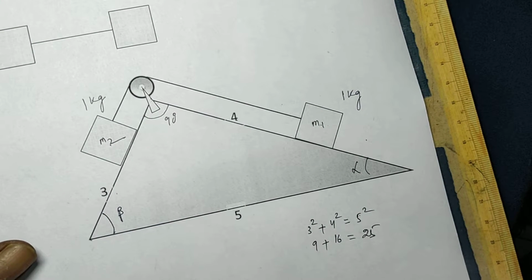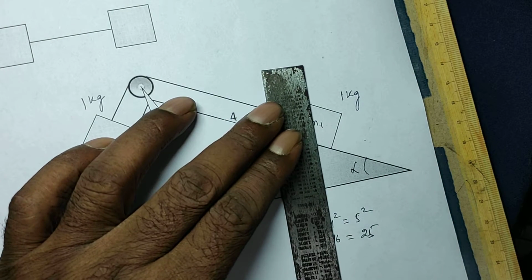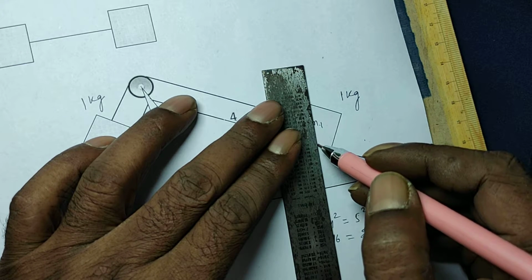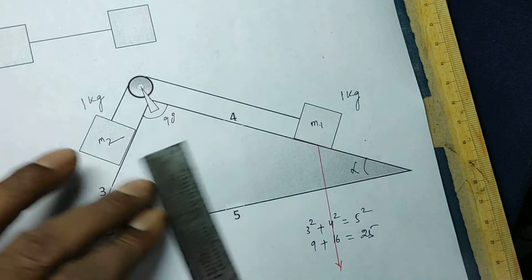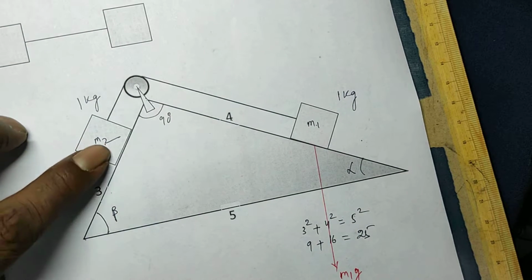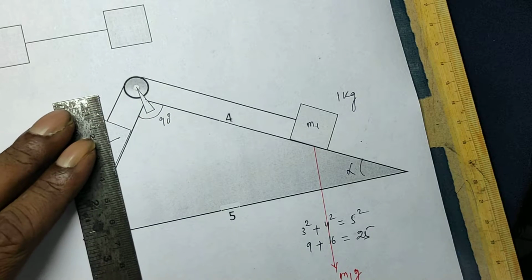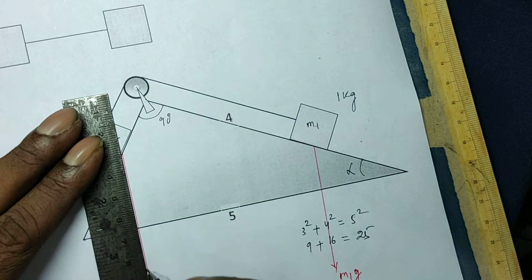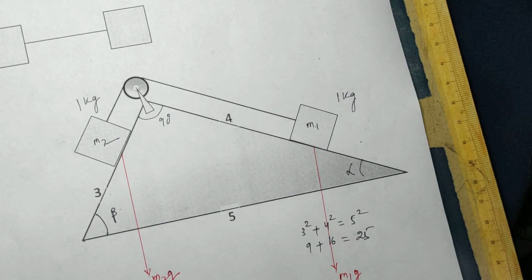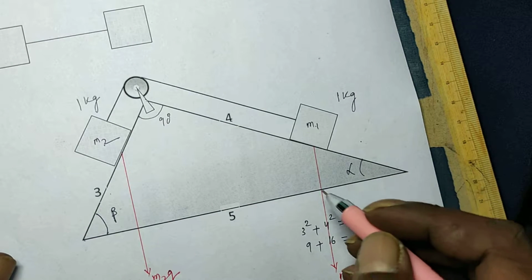So I have already explained to you how to resolve the components. Its weight is acting vertically downward. Let me put it in a different pen, it is acting vertically downward. So that will be equal to M1 times g. Its weight is also acting vertically downward, that is M2 times g.